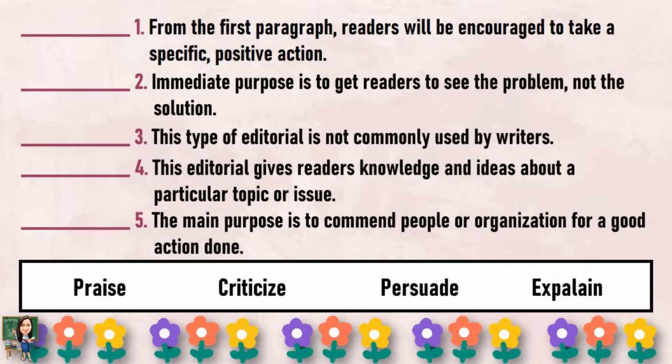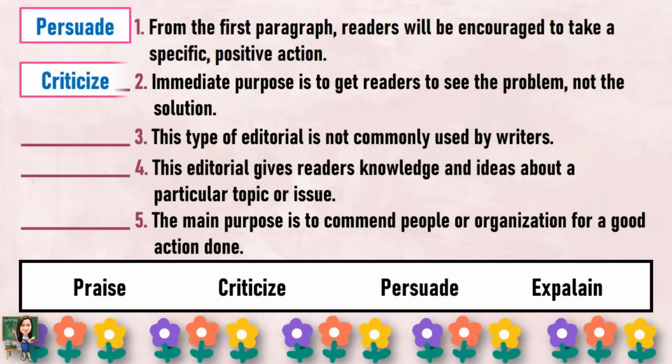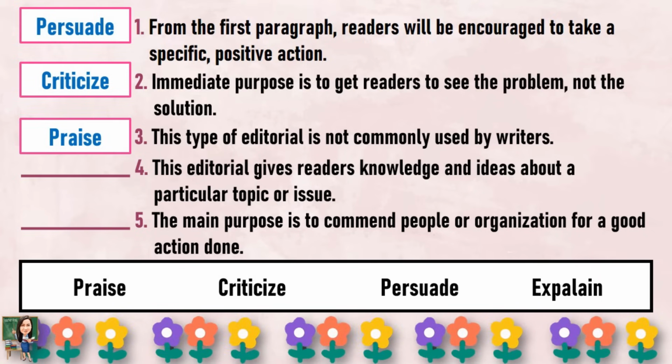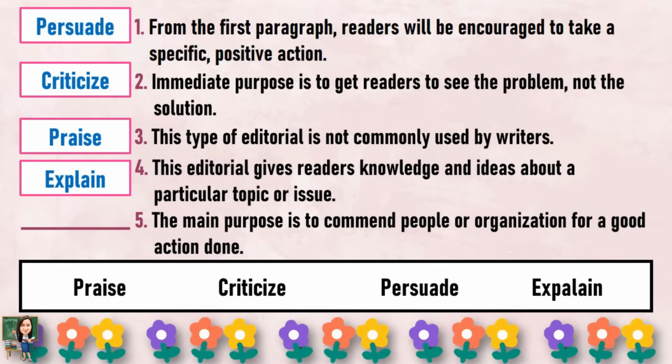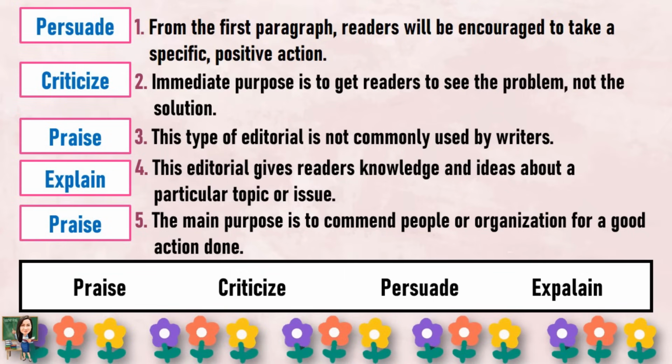So for number 1, the correct answer is persuade. For number 2, the correct answer is criticize. Number 3, the answer is praise. For number 4, the answer is explain. And for number 5, the answer is praise.